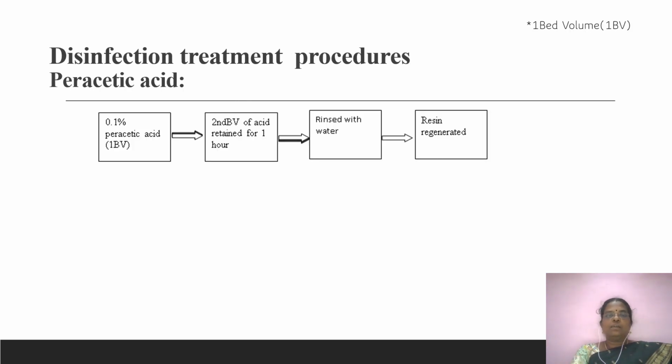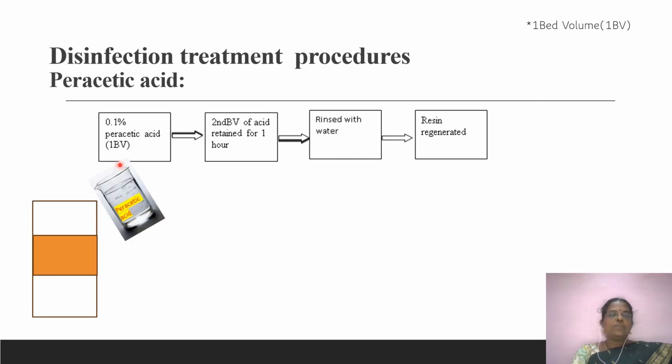As we have seen, disinfection can be done by three methods. First, we'll see how peracetic acid works. What is BV? First, we'll define the term: it is nothing but bed volume. I've written it here, bed volume. We take 0.1 percent peracetic acid for the cleaning process. How is it done? This is the resin bed. We take one bed volume, so that the resin is completely dipped in it, and wash it with this one bed volume.